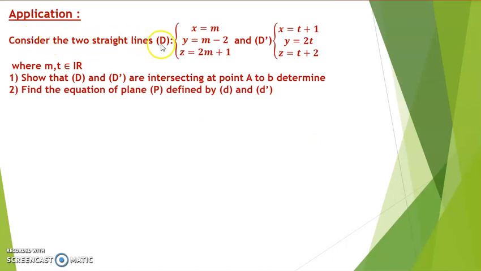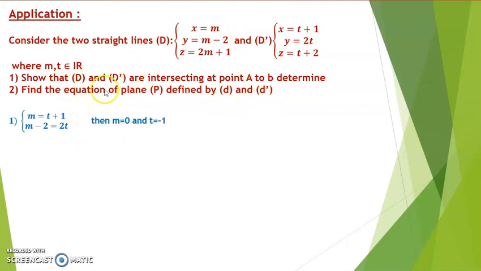Consider the two straight lines D of parametric equation x equal m, y equal m minus 2, and z equal 2m plus 1, and D prime of parametric equation x equal t plus 1, y equal 2t, and z equal t plus 2, where m and t are real numbers. The first question is to show that D and D prime are intersecting at a point A to be determined. And the second question is to find the equation of plane P defined by D and D prime.